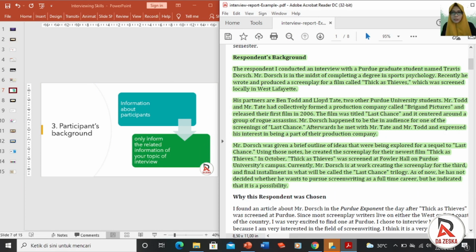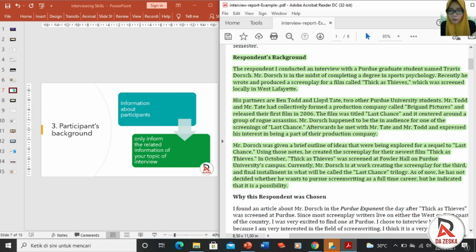What are the examples? Let us see the examples over here. You may see on the right side of your screen, respondents' background here, the PDF one. I'll read it for you. The respondent: I conducted an interview with a Purdue graduate student named Travis Dorsch. Mr. Dorsch is in the midst of completing a degree in sports psychology. So this is information about the participants or the respondents.